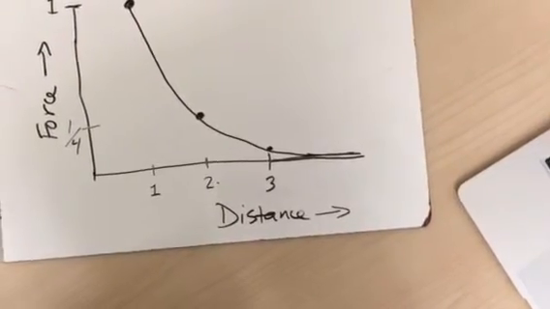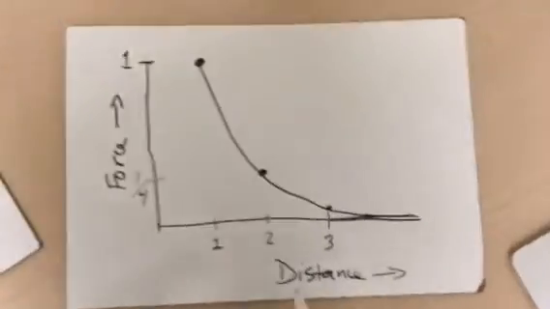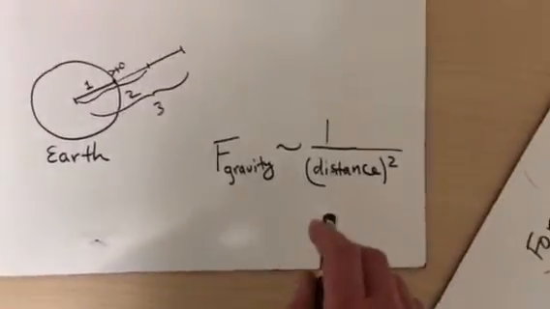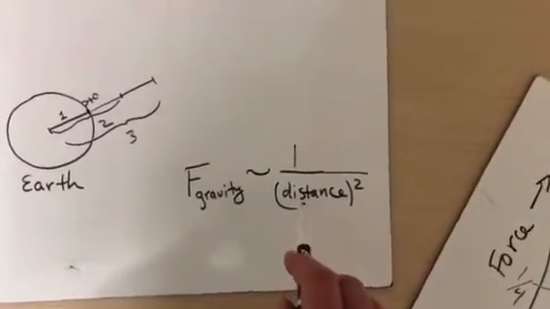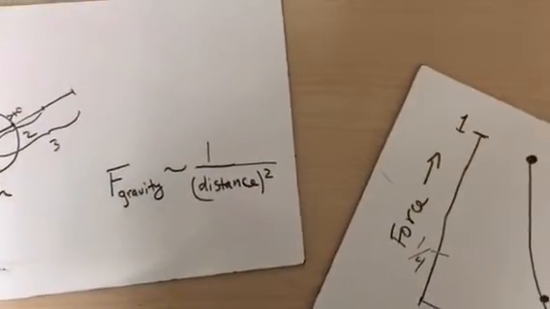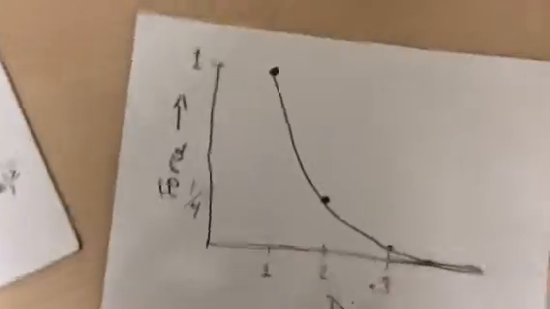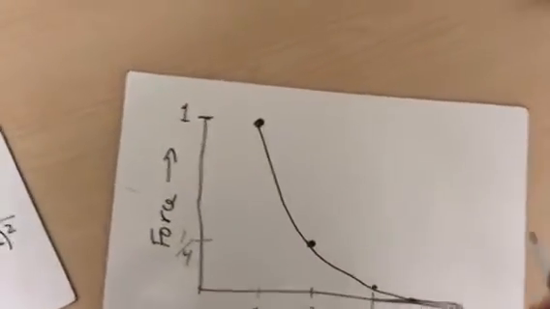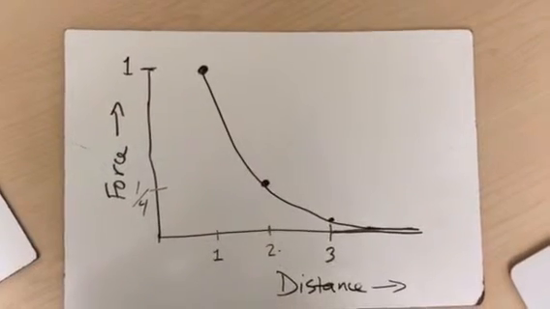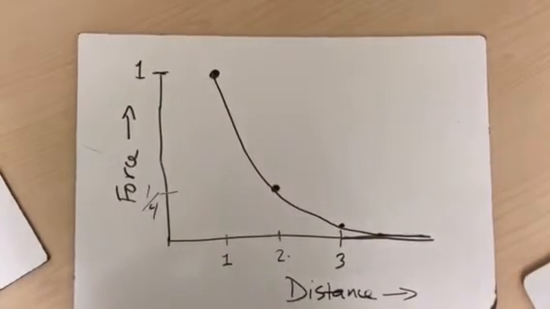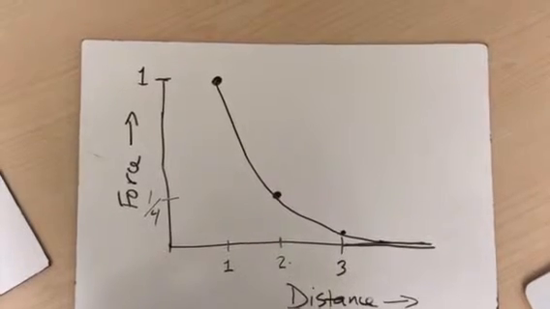And then the question also asks, at what distance from Earth would gravity drop to half of the value taken from the surface? So if I go back to here, if I need the force to go to a half of what it was before, then that means I need the distance to be the square root of 2 times larger. So the force would be a half at the square root of 2 times the distance, and so on. I can answer more questions about that.